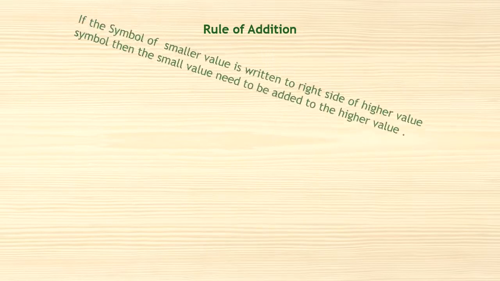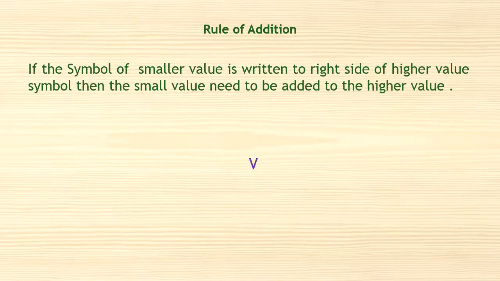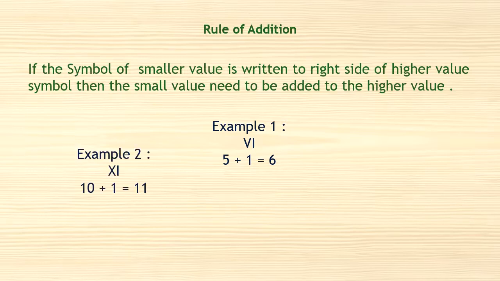Rule number 2, rule of addition. If a higher value symbol is followed by a smaller value symbol, that is, if the smaller value is written to the right side of the higher value, then it should be added to the higher value. Example, take 6 written as symbol V followed by I, which is 5 followed by 1. So 5 plus 1 is 6. Likewise for numbers 11 and 12.